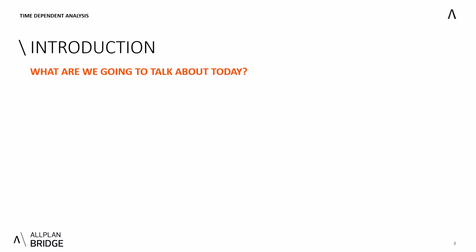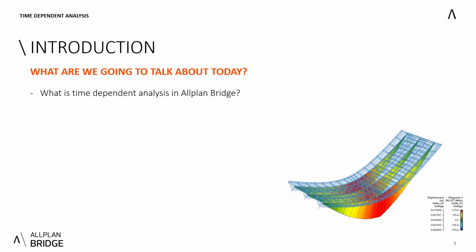First of all, as I said, the introduction, and the thing that we're going to talk about today is what time-dependent analysis is in Alpine Bridge. Basically, we have 3 topics here. This is creep, shrinkage, and relaxation. We will see how it's defined, how all the parameters work together, how we define, for example, the infinite creep, and how material properties affect the time-dependent calculation.